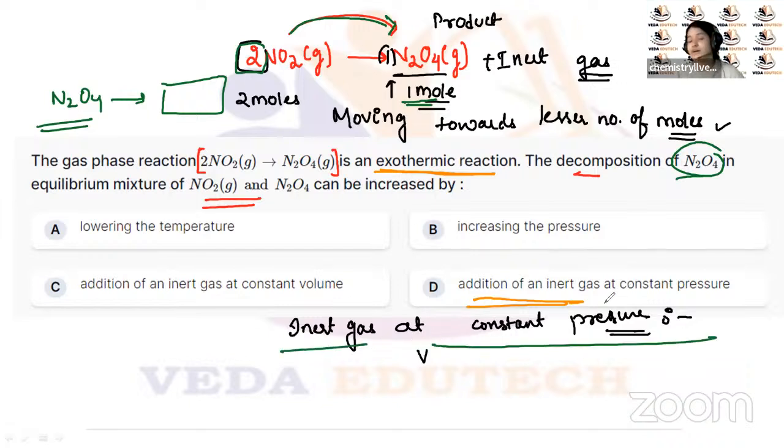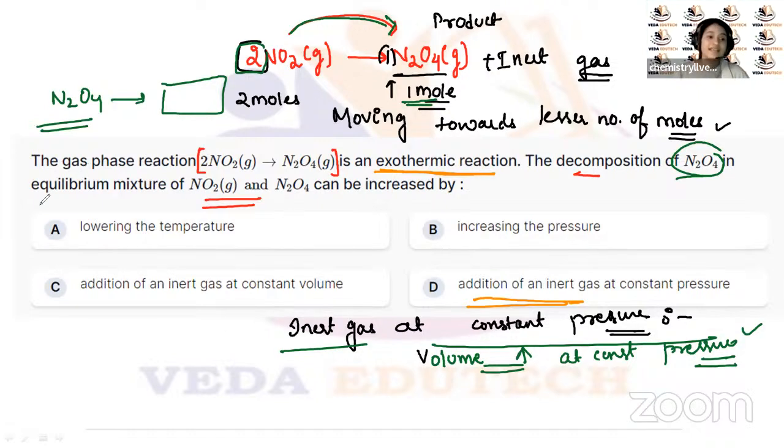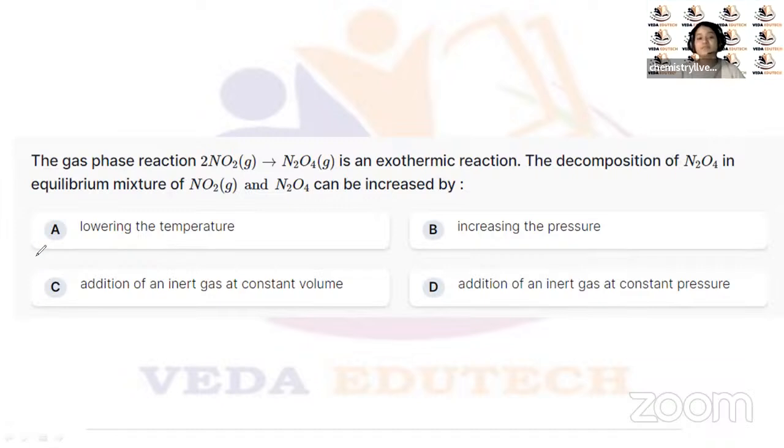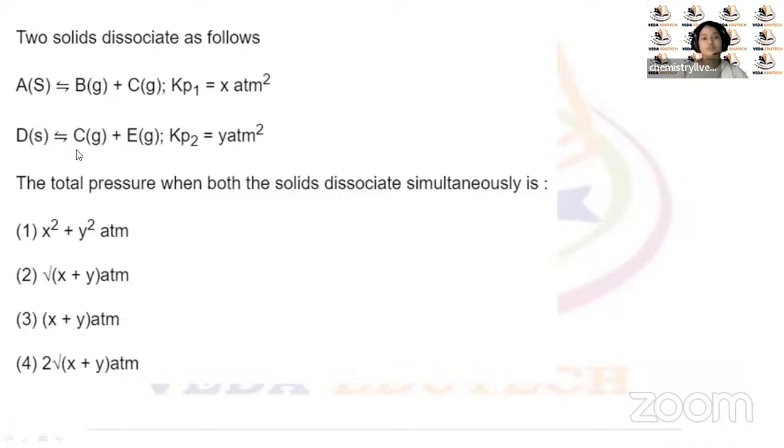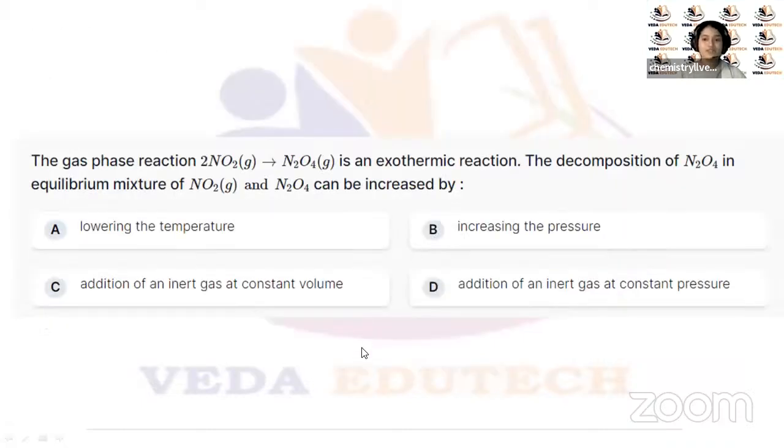So if we introduce an inert gas, then what is going to happen, children? Your volume is going to increase. Volume increases at constant pressure. So when your volume is increasing at constant pressure, you are going to move towards a greater number of molecules, that is, the decomposition will be increased. So adding an inert gas is going to be your correct answer.